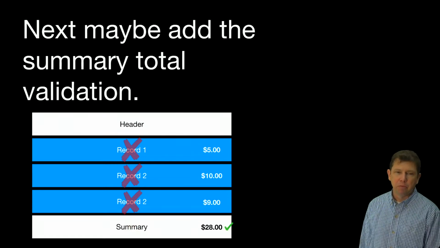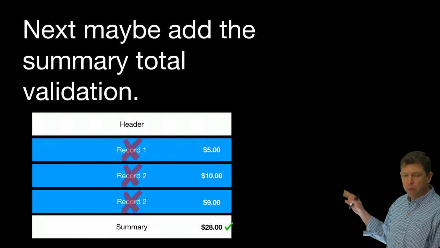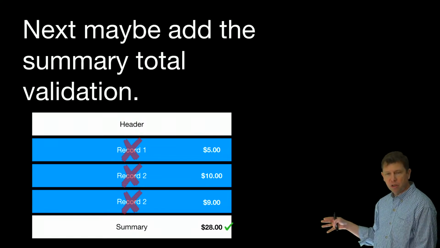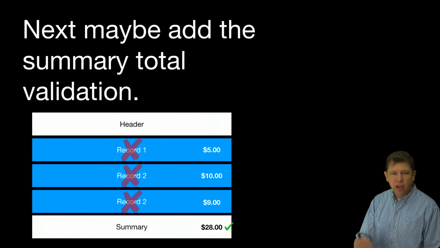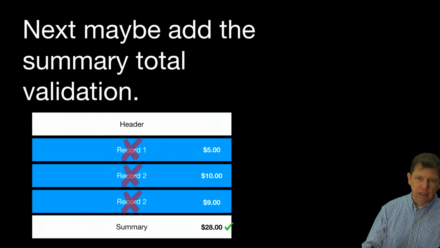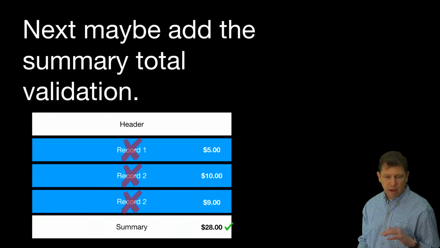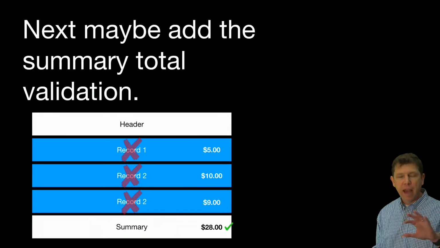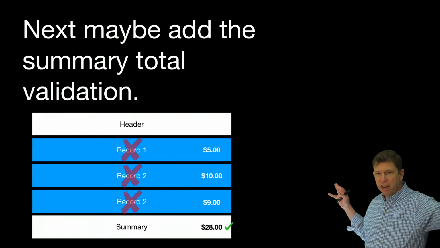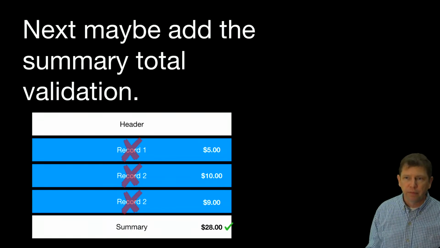Next, maybe we add the summary total validation. So we go through and we don't worry what's in the record. We just make sure that the totals work. And that's a way of splitting up the stories to where we're incrementally handling the validation of these files in ways that will let us do things a lot more rapidly and get feedback a lot more rapidly than if we see everything as being a huge monolithic story.